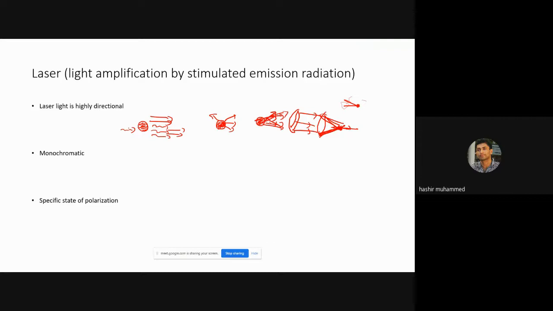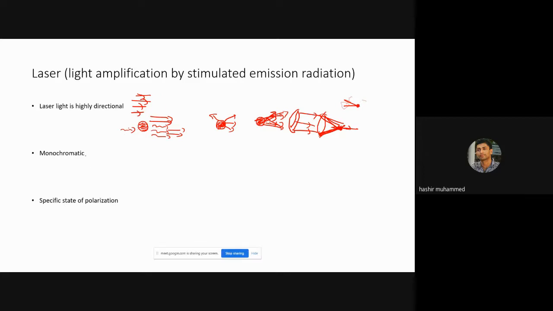But this is the laser light. This is highly directional, and your beam will be directional. It is called collimated light. This is mostly going very parallel. Light will be going very parallel to each other. So this is collimated light.